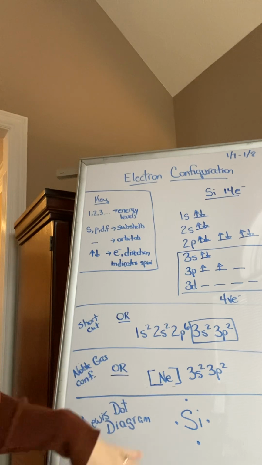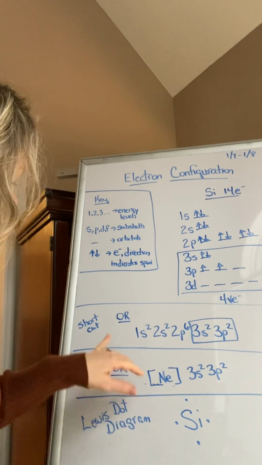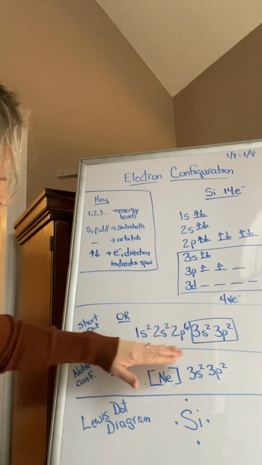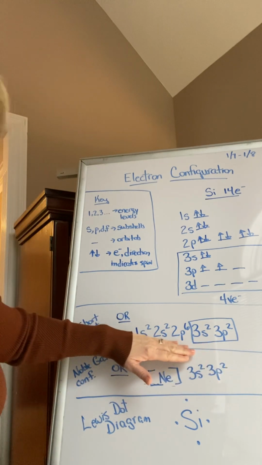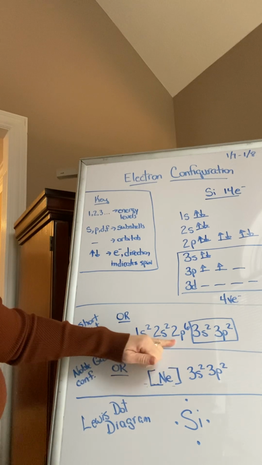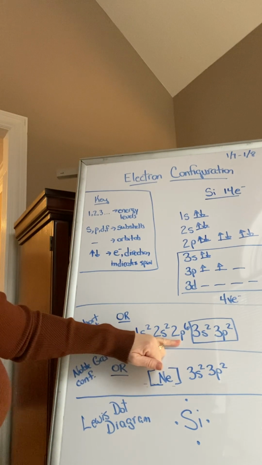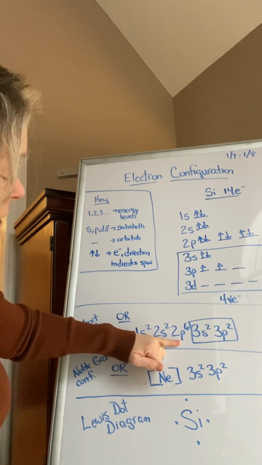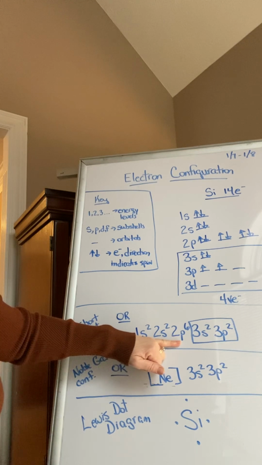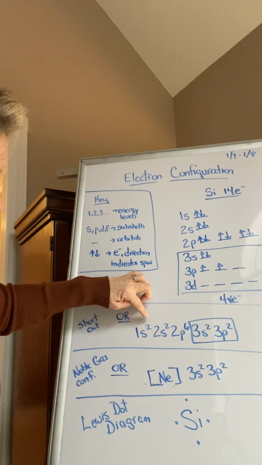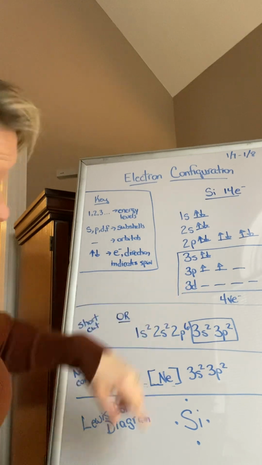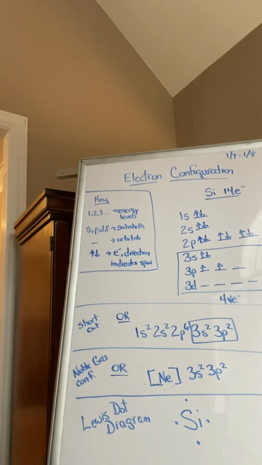We even have an easier way to show that. Whenever you're looking at your shortcut method, whatever is not valence will always represent a noble gas. So what we can do is we can use our noble gas configuration. We take the ones that are not valence, we count our electrons, 2, 4, 10, and we figure out which noble gas that is.